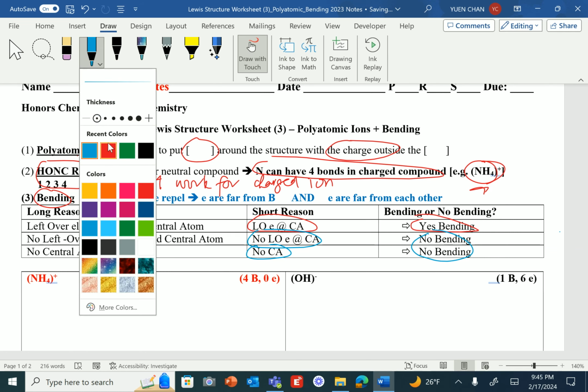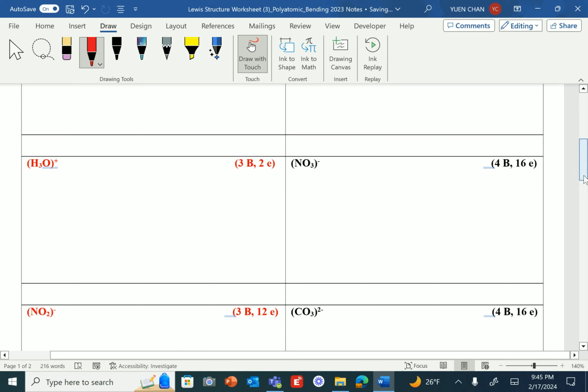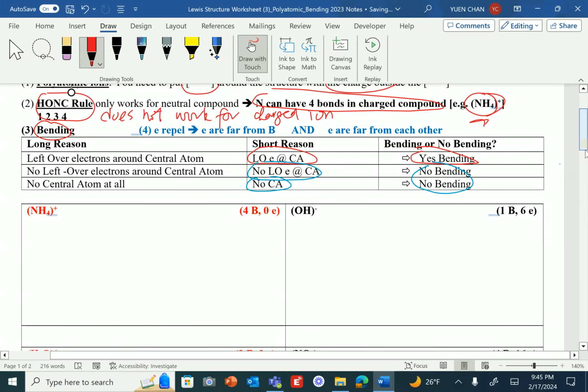So let's do some questions on the worksheet. I give you the formula, and I give you the bonds and the electron formula in the answer, assuming that you do it correctly. Now, starting with this worksheet, we might need to have bending or not bending. So you don't want to draw the picture in the middle anymore. You want to put your picture on the left-hand side to prepare for whether you have bending or not. So first of all, I get NH4 plus.